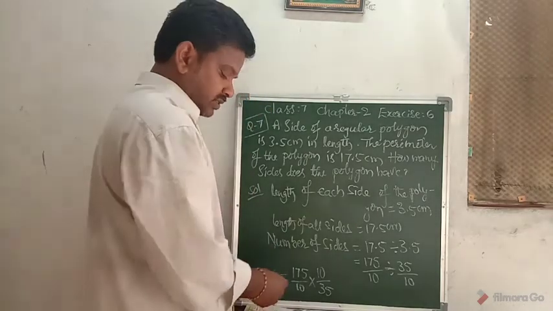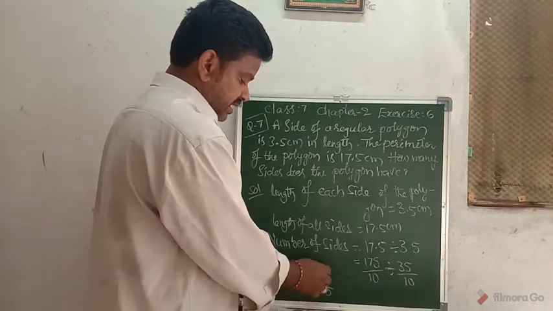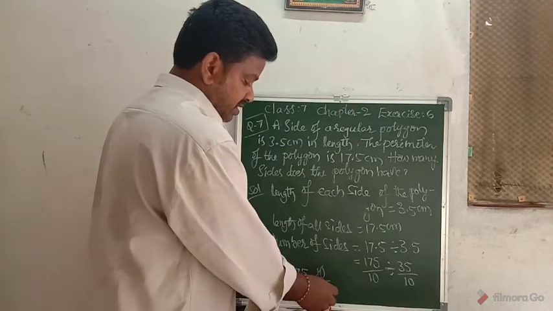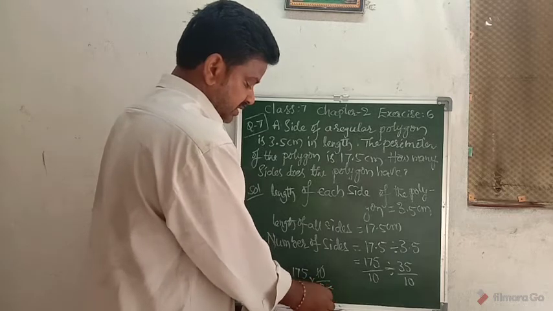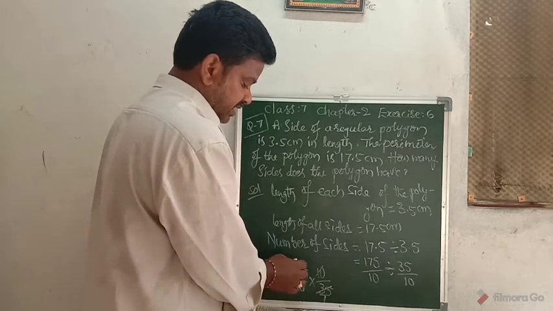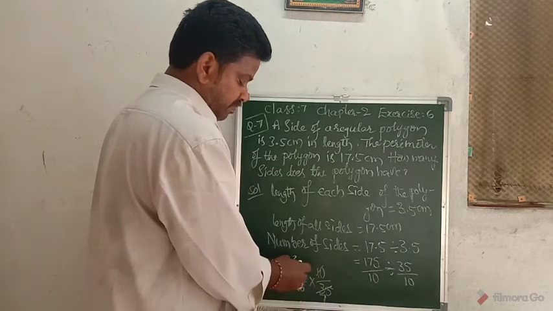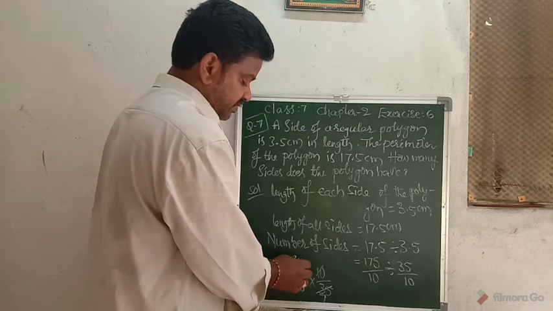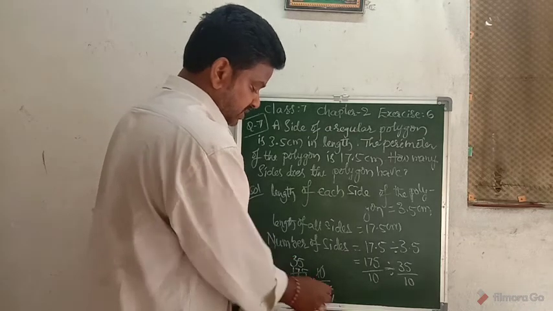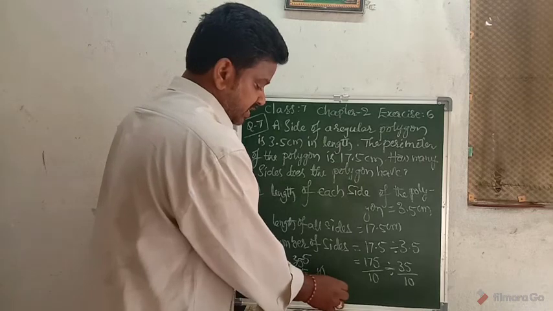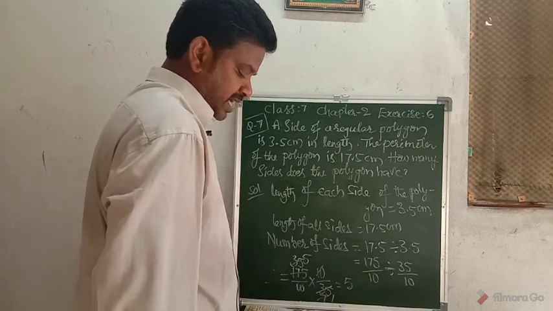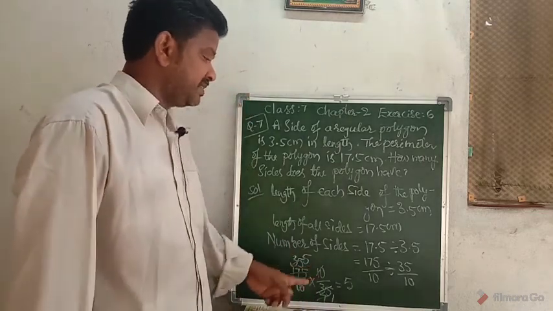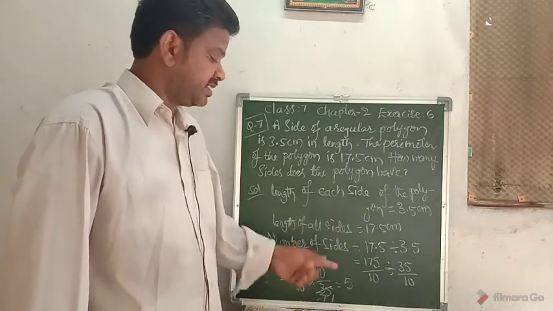10 ones, 5 sevens, and 5 threes are 15. 5 5s are 25, 7 ones, 7 5s, that is equal to 5 sides. So the number of sides in the given polygon is 5.